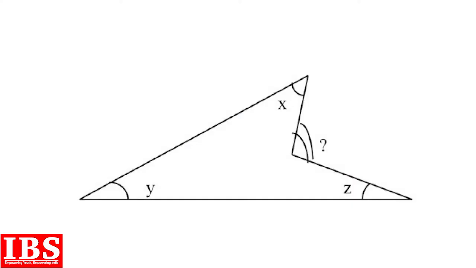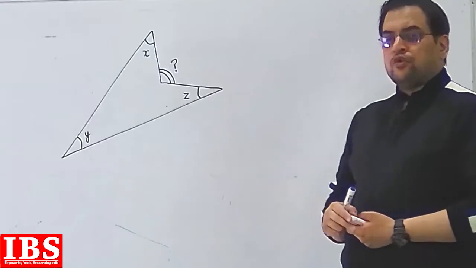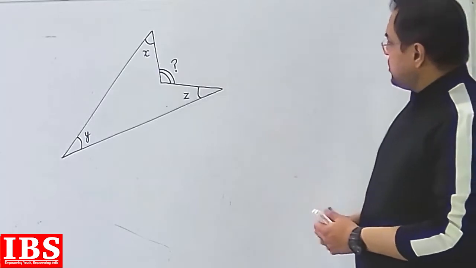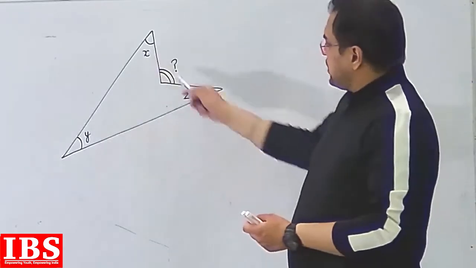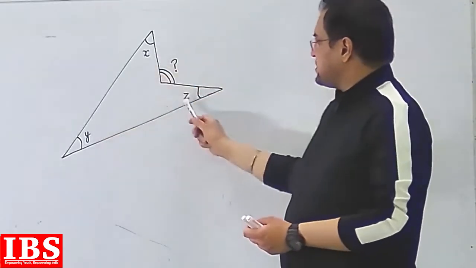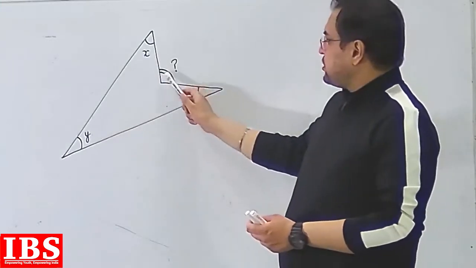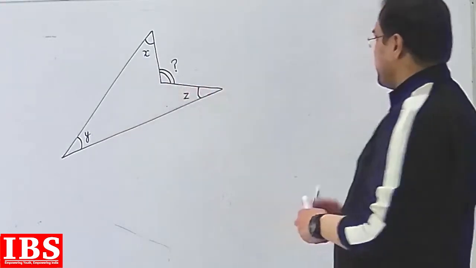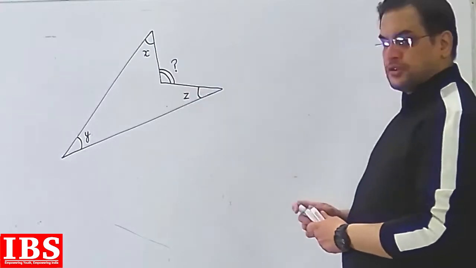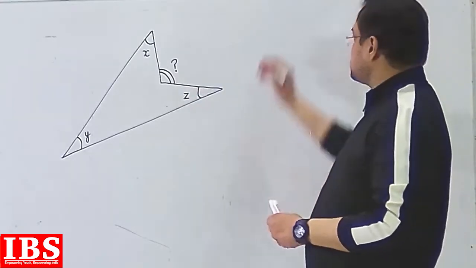Okay students, so we are back with another question on geometry, and that too from triangles. There is a question in which a figure is given. This is x, this is y, and this is z, and we need to find out this external angle. Okay, so how do you solve this question? This question can be done by two methods.